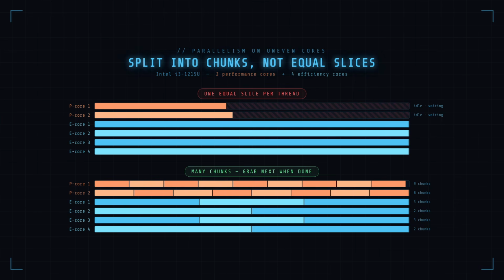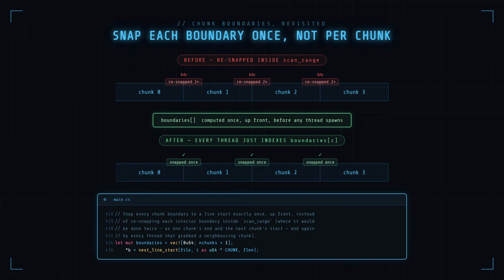So instead, I split the file into many small chunks and let each thread grab the next chunk whenever it finishes. The fast cores naturally do more work, and the efficiency cores still contribute, and the whole CPU stays busier. There was also a small optimization around those chunk boundaries. At first, I calculated the line align boundary whenever a worker grabbed a chunk, but the neighboring chunks share boundaries, so I was doing some of the same little boundary reads more than once. I changed it to compute all the line align boundaries exactly once up front before the worker threads start.